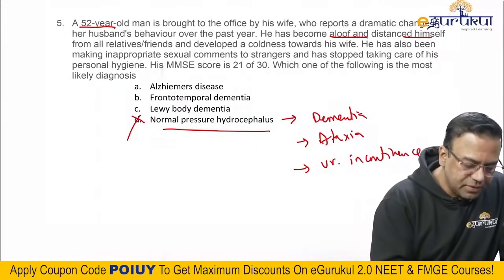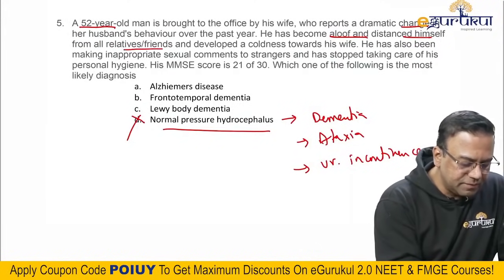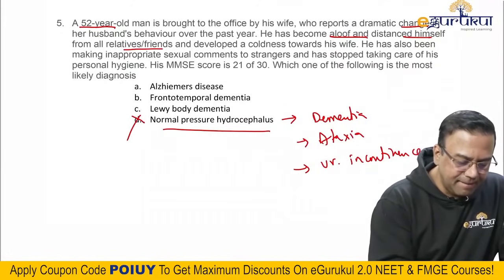So let's look. He reports a dramatic change in her husband's behavior, becomes aloof, distances himself from all relatives. That is nothing but apathy they're describing. Coldness towards his wife, that is nothing but apathy.